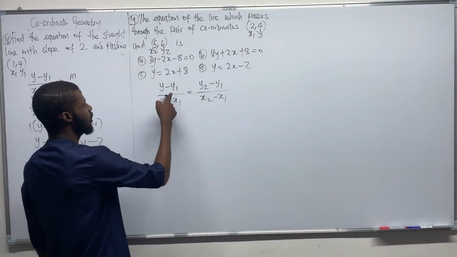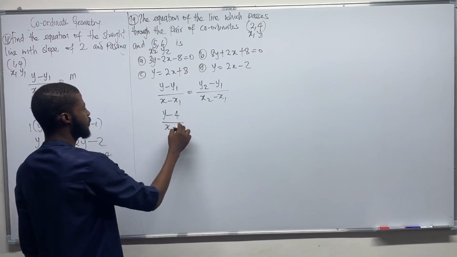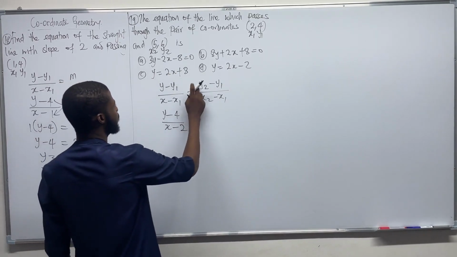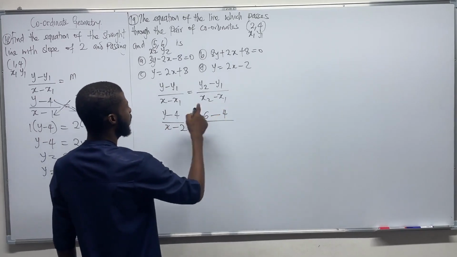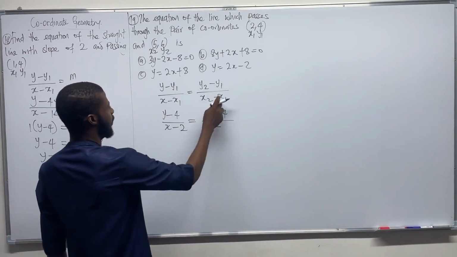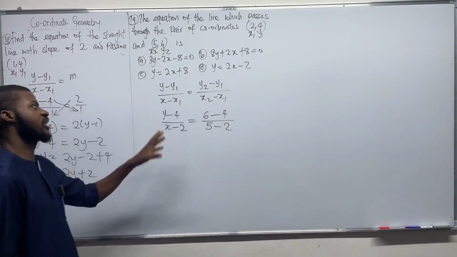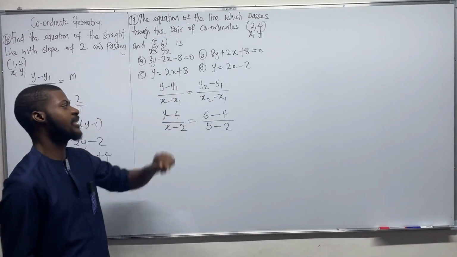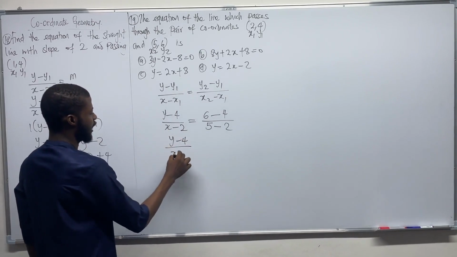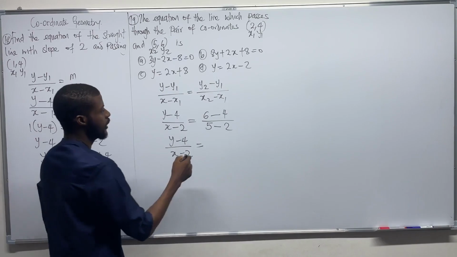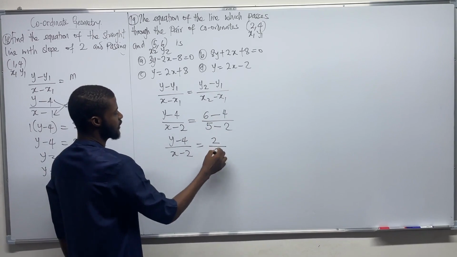So this is y minus, what is y1? y1 is 4 divided by x minus, what is x1? x1 is 2 equal to, what is y2? y2 is 6 minus, what is y1? y1 is 4. x2 is what? 5 minus, what is x1? x1 is 2. You can see that I didn't actually stress myself to be pointing it, but it's still the same. So this is y minus 4 divided by x minus 2 equal 6 minus 4 is 2. 5 minus 2 is 3.